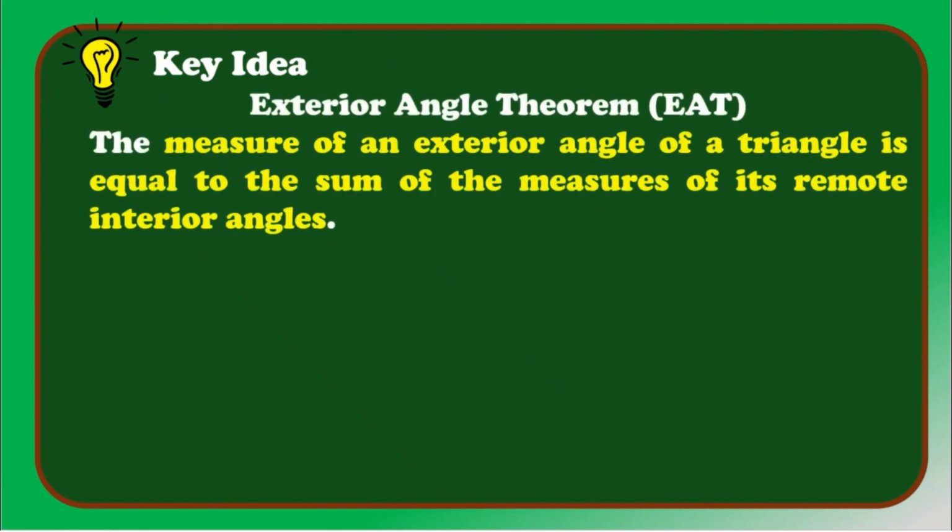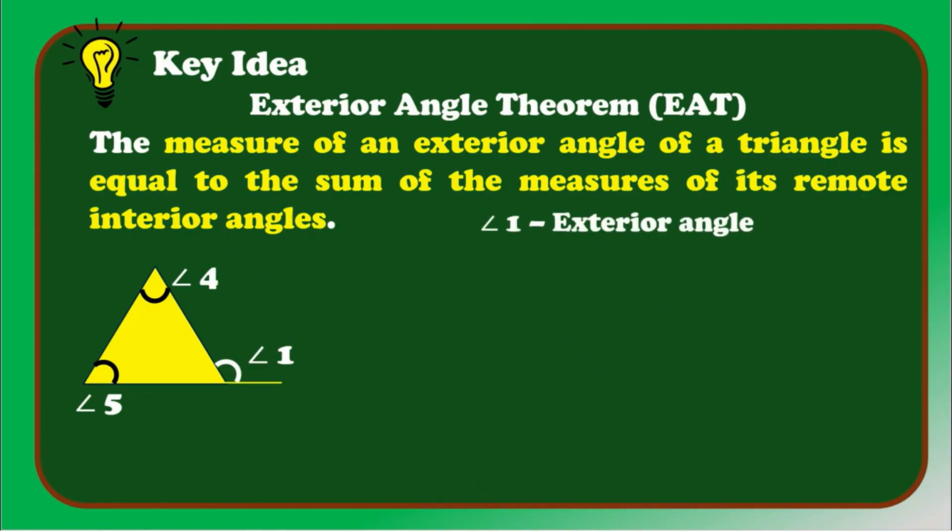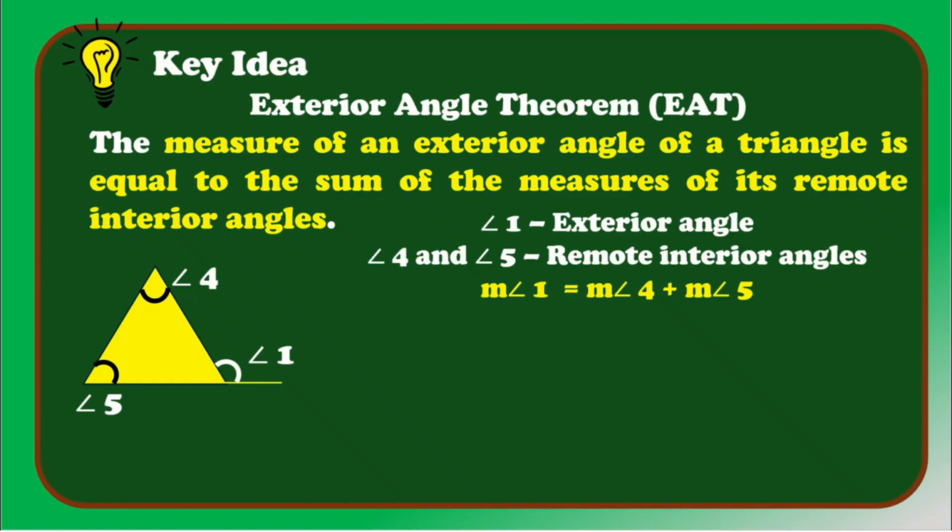According to the exterior angle theorem, the measure of an exterior angle of a triangle is equal to the sum of the measures of its remote interior angles. In this case, we're going to use the first triangle that we have, the yellow triangle. We already know that angle 1 is the exterior angle, and we have two remote interior angles, which are angle 4 and angle 5. According to the EAT, angle 1, the exterior angle, is equal to the sum of angles 4 and 5, which are the remote interior angles.